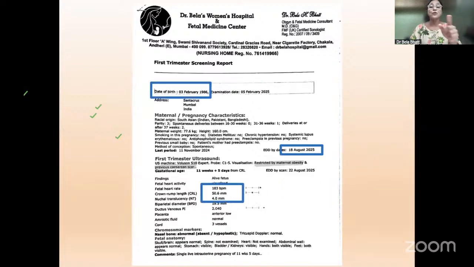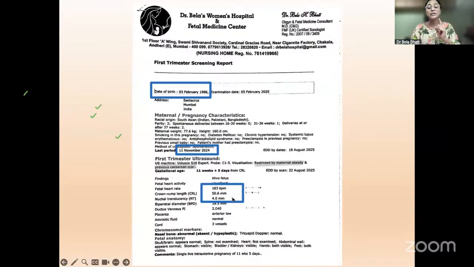First thing is you should look at the date of birth of the patient because, as I said, the age of the patient makes the baseline risk based on which we are going to calculate the posterior risk or the final risk. So if the age of the patient is wrong, the entire risk calculation will be wrong. Then we look at the LMP, whether the patient is sure of it, so we know the proper gestational age. Then we look at the fetal heart rate, crown rump length, and nuchal translucency.